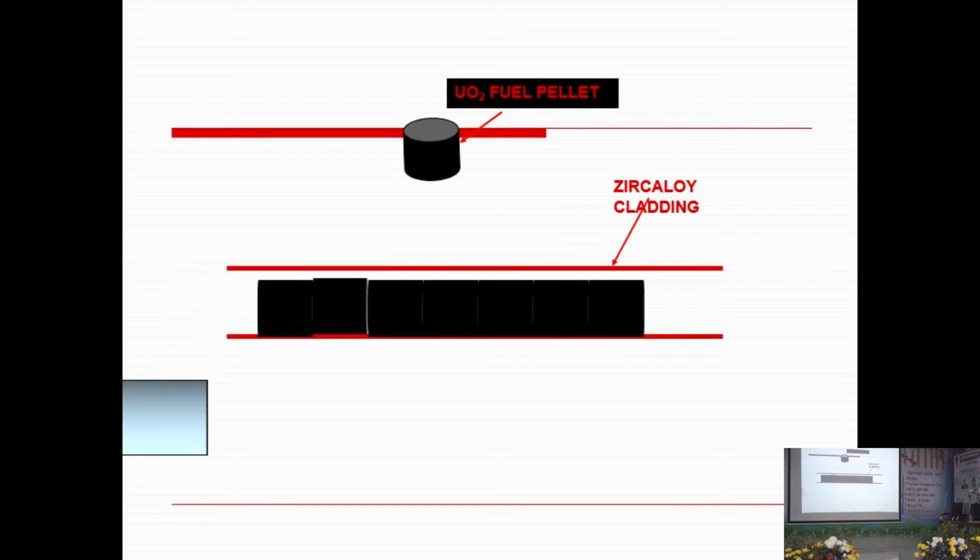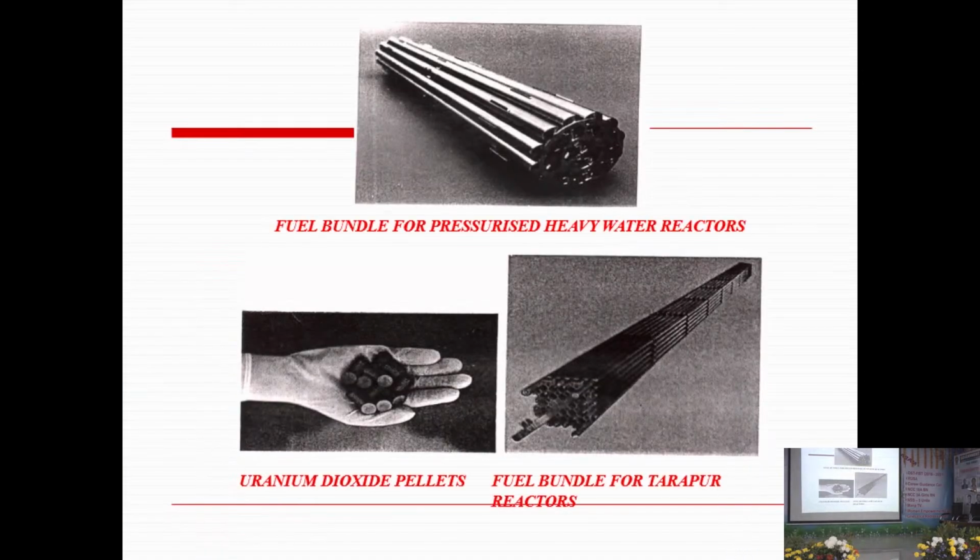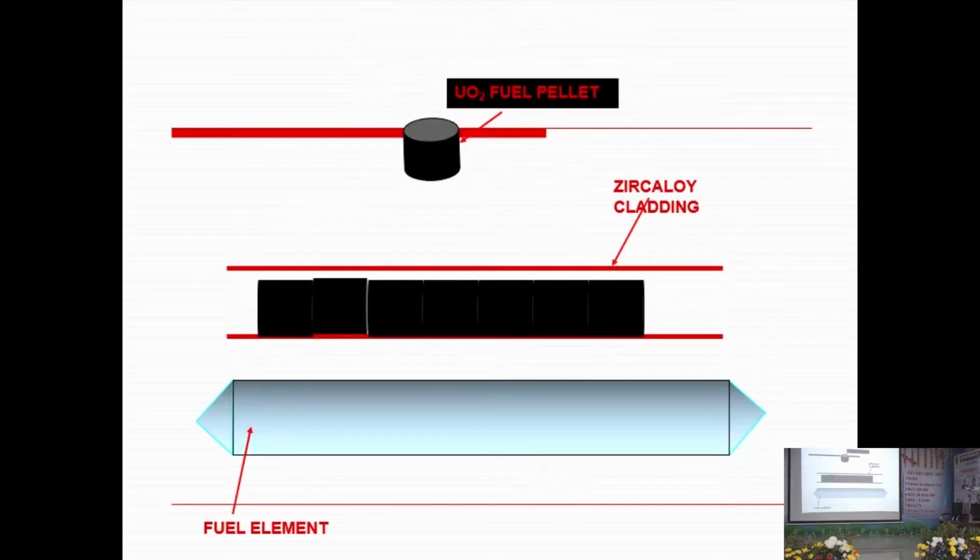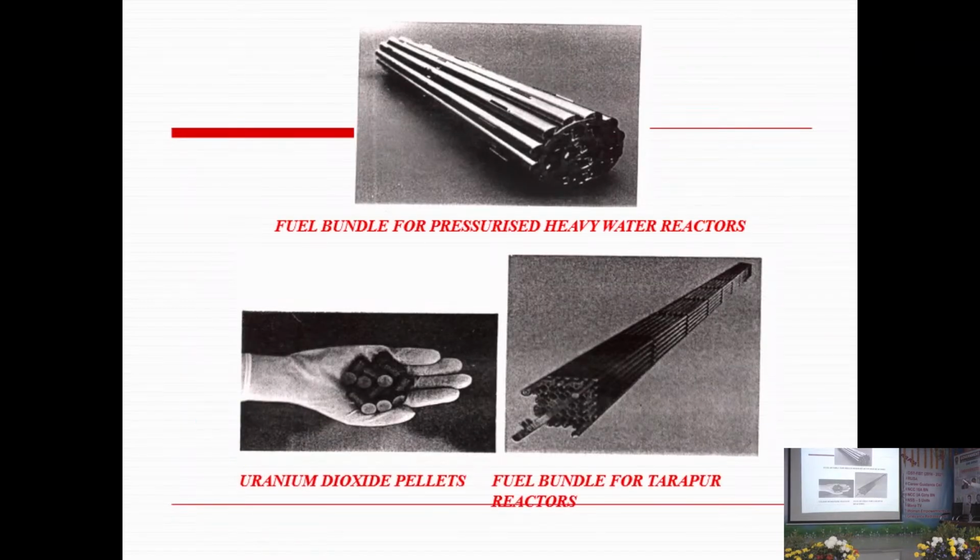Some photographs I am showing here. Yeah, this is the fuel pellet. In the case of our PHWRs, they take uranium oxide as a pellet, and this pellet is encapsulated into the cladding material. This is the clad tube. They insert all the pellets together, then seal it, and make a bundle. These are the actual photographs of our PHWR fuel bundles. These are the fuel clad tubes.